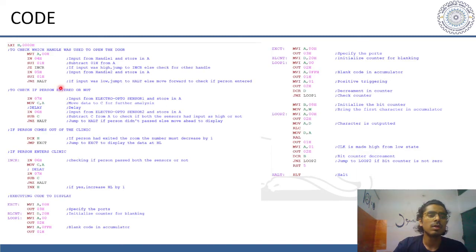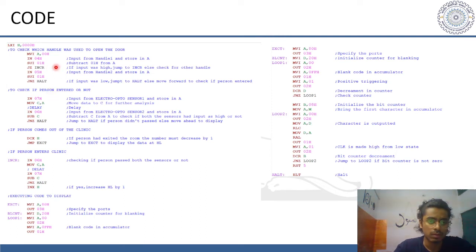Now coming to the code, here first I have initialized the HL pair, which will act like an address, where I have stored all the data of hex code of different numbers. So first I have written the code to check whether a person is moving inside the clinic or coming outside of the clinic.